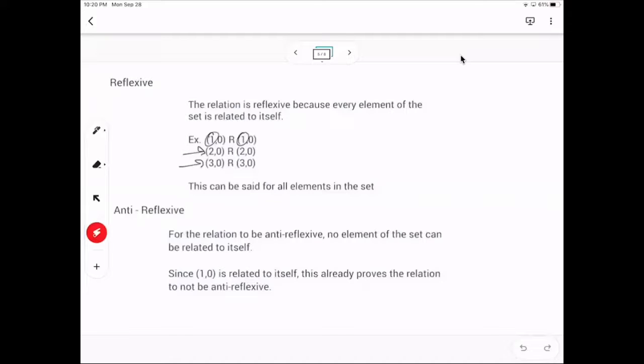Well, is this relation anti-reflexive? No, because in order for a relation to be anti-reflexive, none of the elements in the set can be related to themselves. And we just showed that all of the elements in this set are related to themselves. But if we want to look at one example specifically, we see that (1,0) is related to itself because (1,0) is related to (1,0) because A1 is 1 and B1 is 1, meaning that they're related to each other. So this relation is not anti-reflexive.